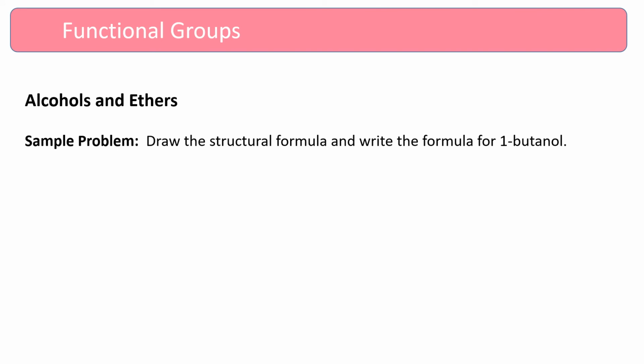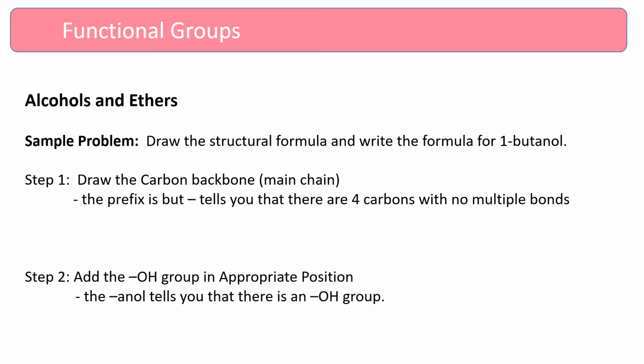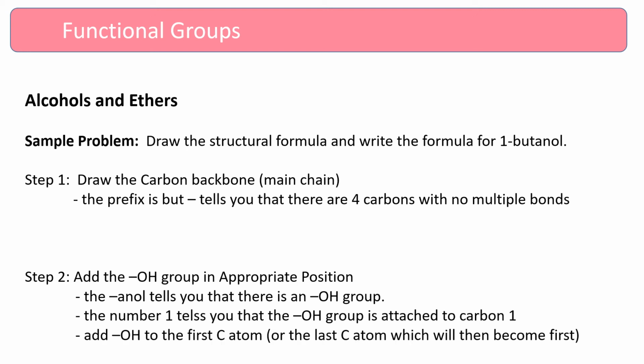So here's a sample problem. Draw the structural formula and write the formula for 1-butanol. So we're going to draw the carbon backbone or the main chain. But means 4, so we are going to draw 4 carbons. Then we're going to add the OH group in the appropriate position. The ANOL tells you that there is an OH group. The number 1 tells you that the OH group is attached to carbon 1. Add OH to the first carbon or the last carbon, which then can become the first carbon.